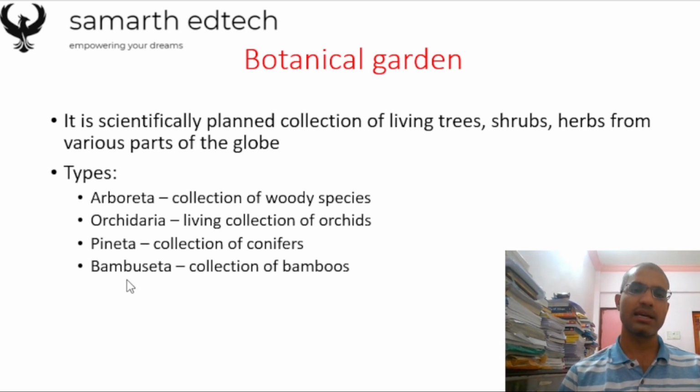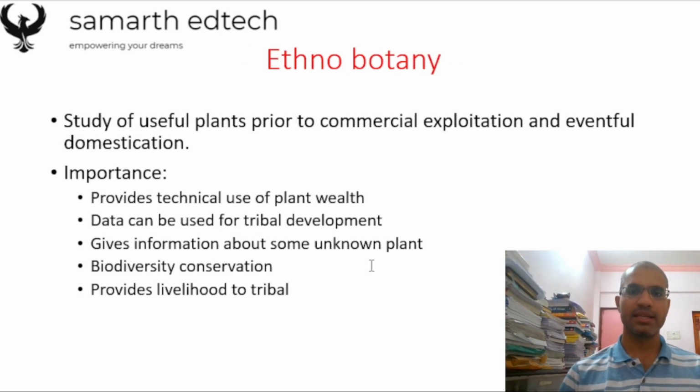UPSC has asked about botanical garden and its types in one of the previous forestry papers. So that's why it becomes very important for us. The next one is ethnobotany. In the 2022 forestry paper, UPSC has asked about ethnobotany. So what is ethnobotany? It is the study of plants and how these plants are connected with men. So the human and plant interrelationship is generally studied in ethnobotany.